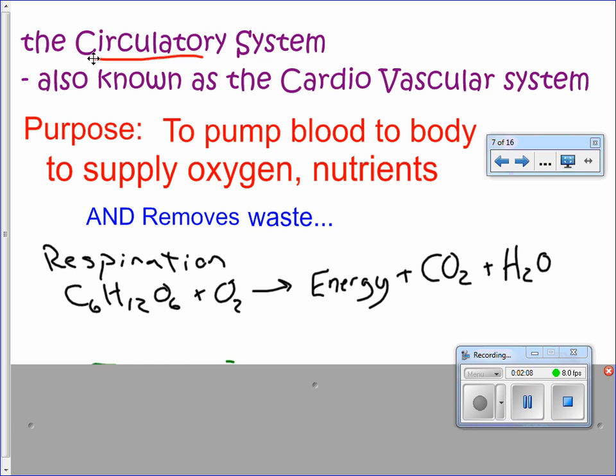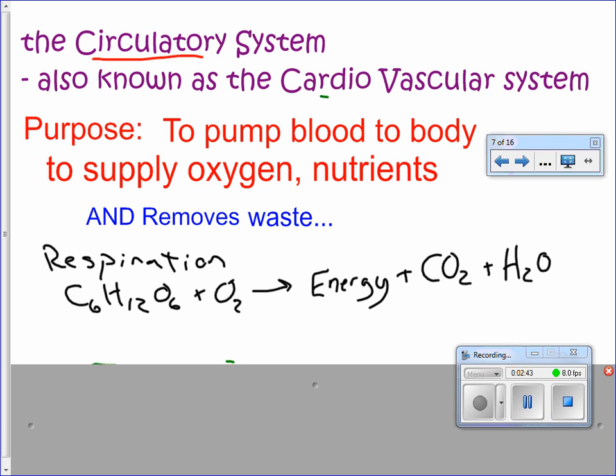But as you do your body systems project, the circulatory system goes through every single one of the organs and helps maintain homeostasis. It connects all the different systems. And obviously there's muscles. It goes through the digestive system, picks up nutrients, picks up water, goes through the kidneys and gets rid of waste. So the circulatory system is really connecting all these systems together. But by itself, its purpose is to pump blood to the body and supply nutrients and take away waste.